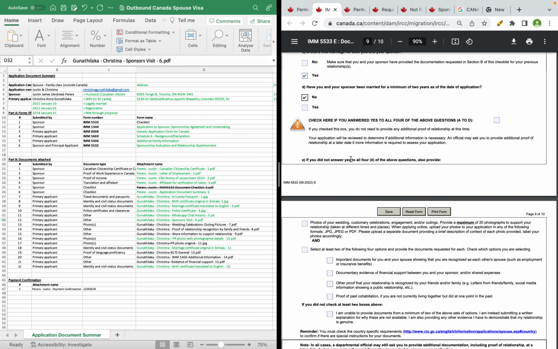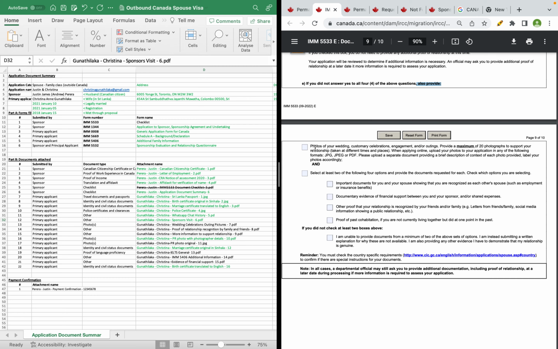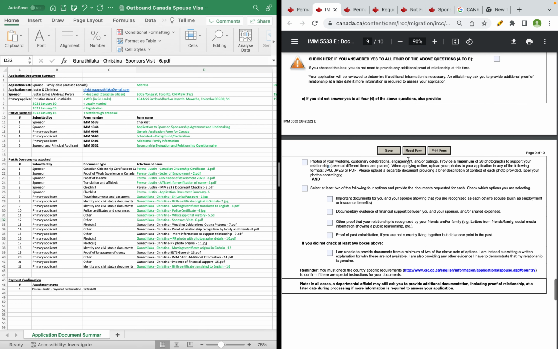If you did not answer yes to all four of the above questions, also provide photos of your wedding, customary celebrations, engagements, outings. Provide a maximum of 20 photographs to support your relationship. When applying online, upload the photos to your application in any of the following formats. Okay, please upload a separate document providing a brief description of the context of each photo provided. Label your photos accordingly. Okay, so let's look at how we did this one first.